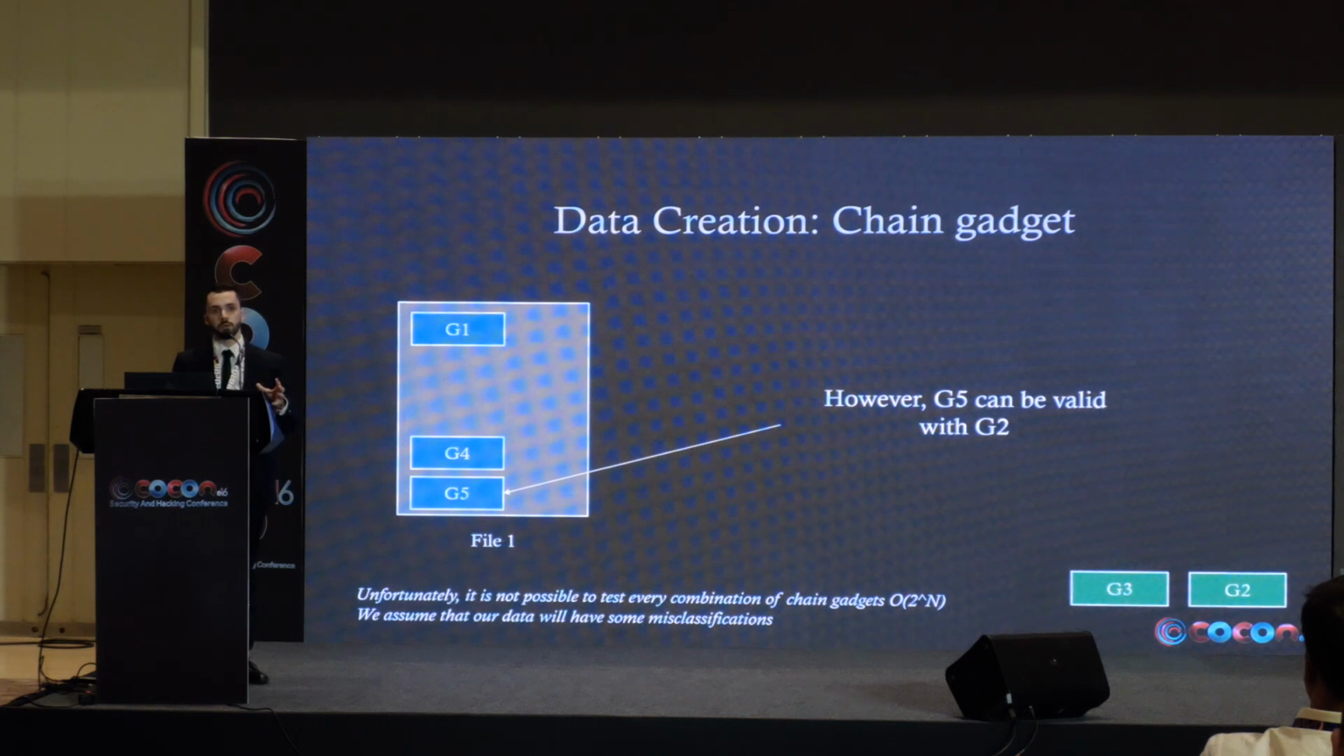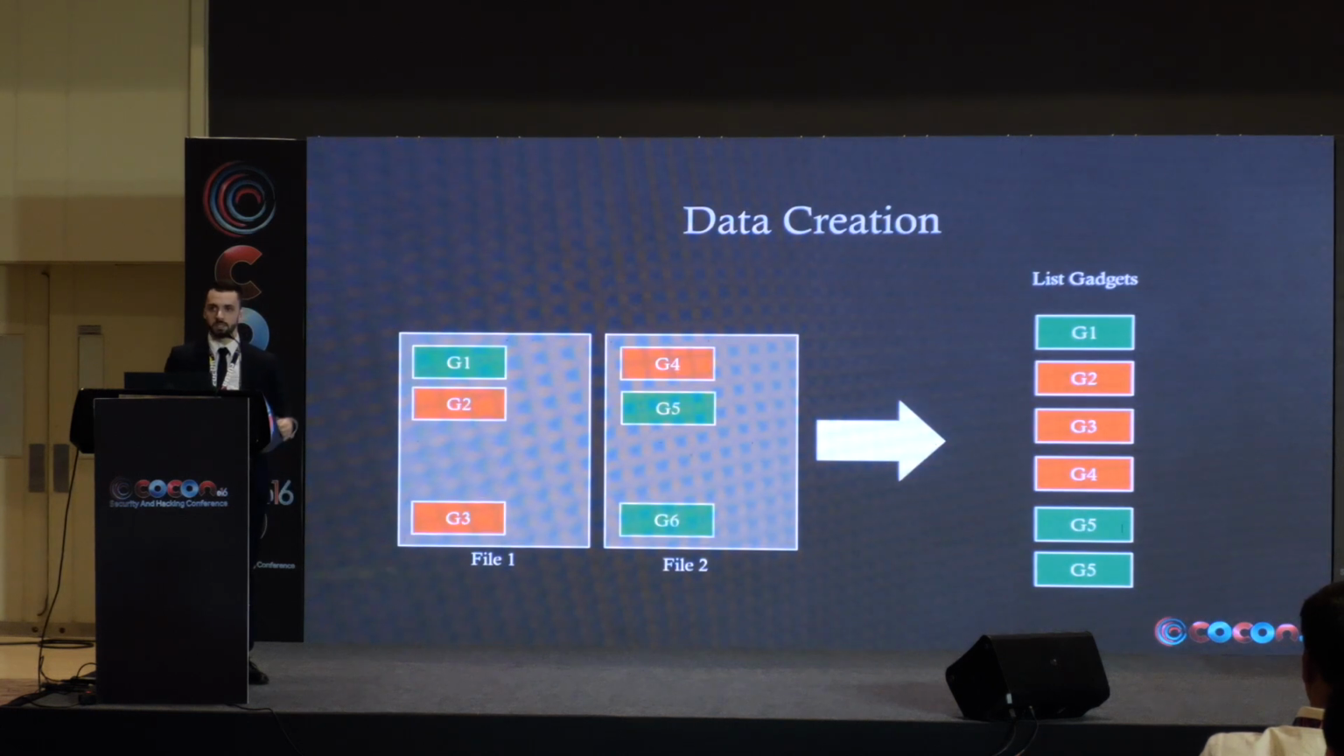So we know that when we create our chain of gadgets, we'll have some misclassification, and our data won't be perfect. But we will say that it is acceptable, and we have found a solution to not correct it completely, but improve it a bit. So, like I said previously, we'll execute our algorithm on many files, and through that we'll have our list of gadgets.